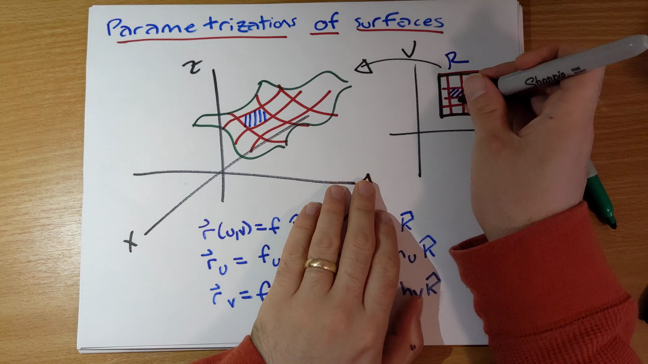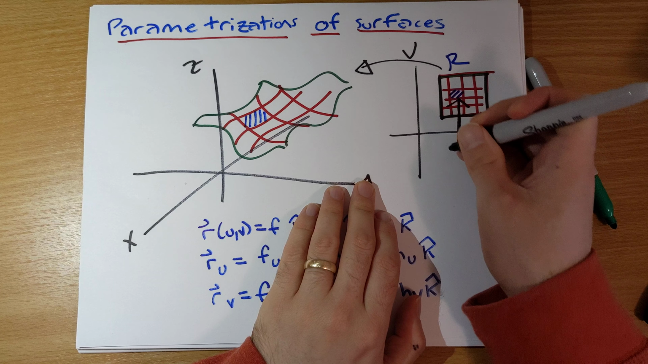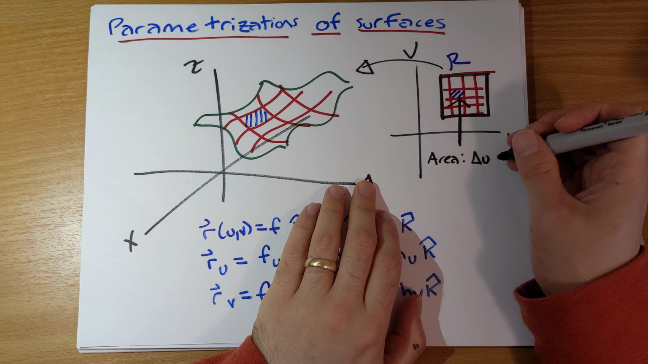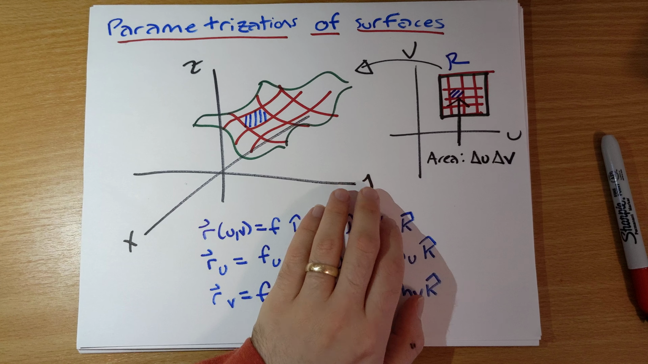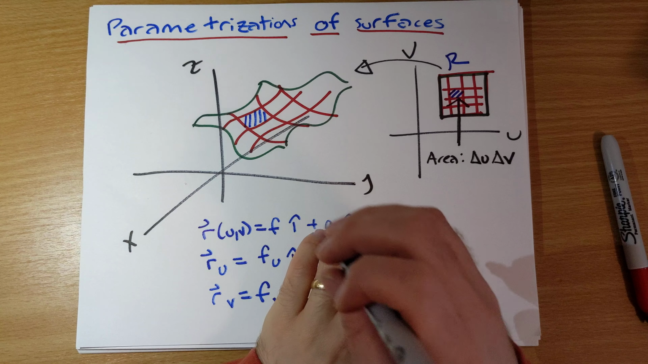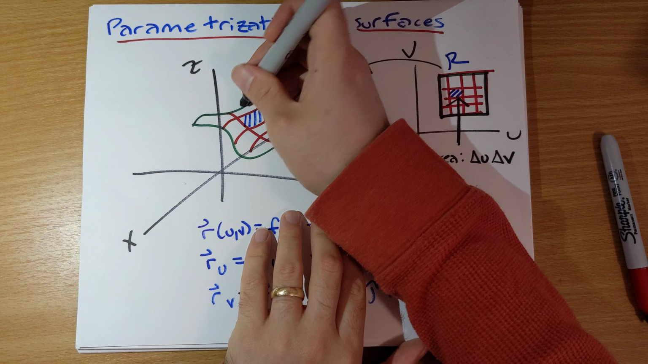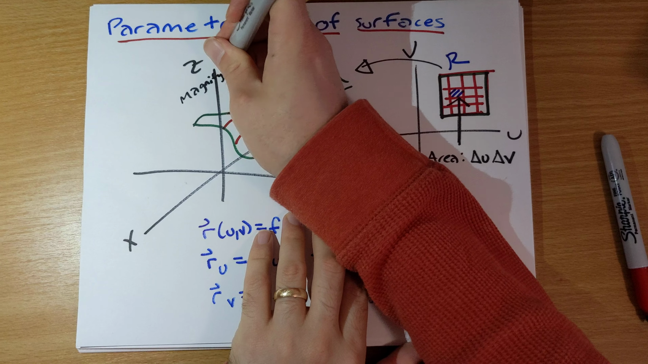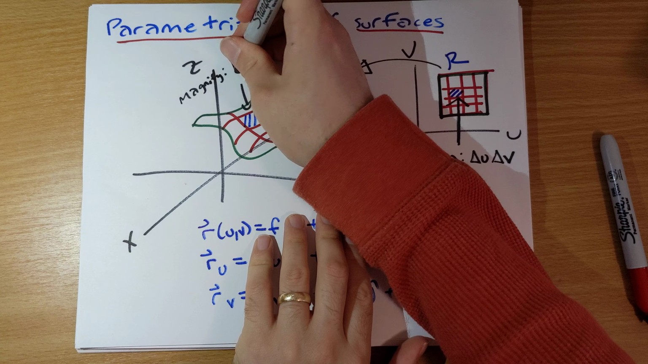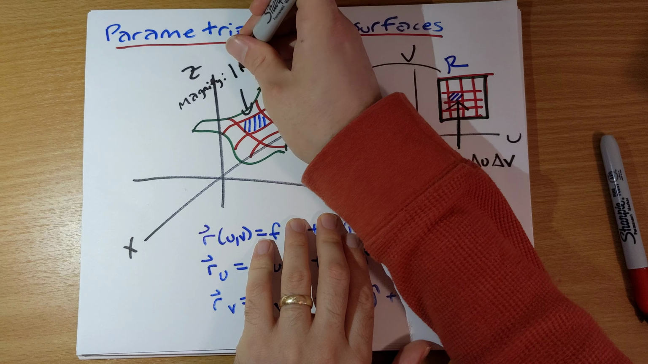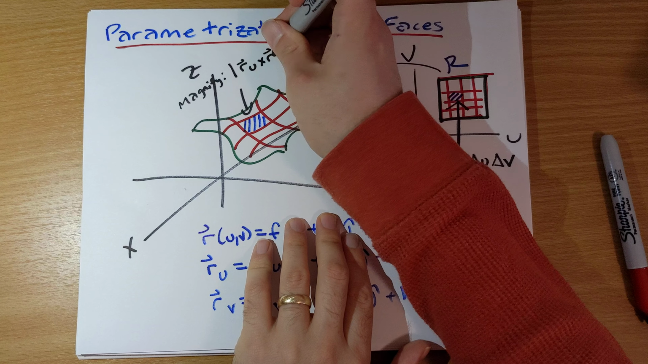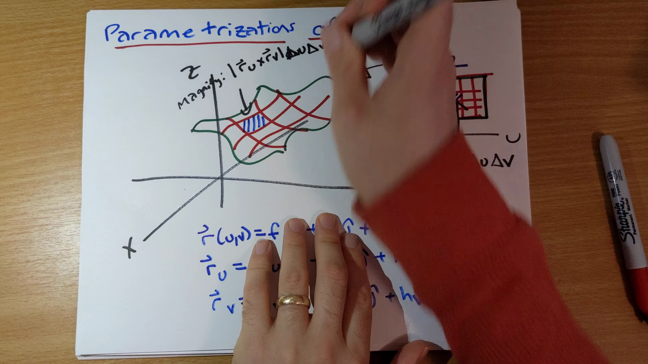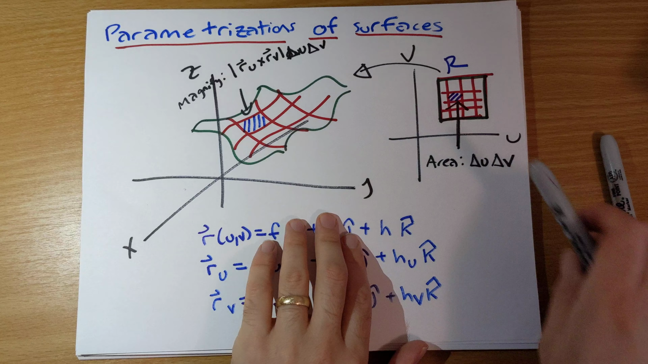The area, let's say the area here is, in terms of deltas, delta U times delta V. The area over here is going to be, you're going to magnify by a factor of the magnitude, the length of R sub U cross R sub V, times delta U delta V. So it's an approximation here because we're using deltas.